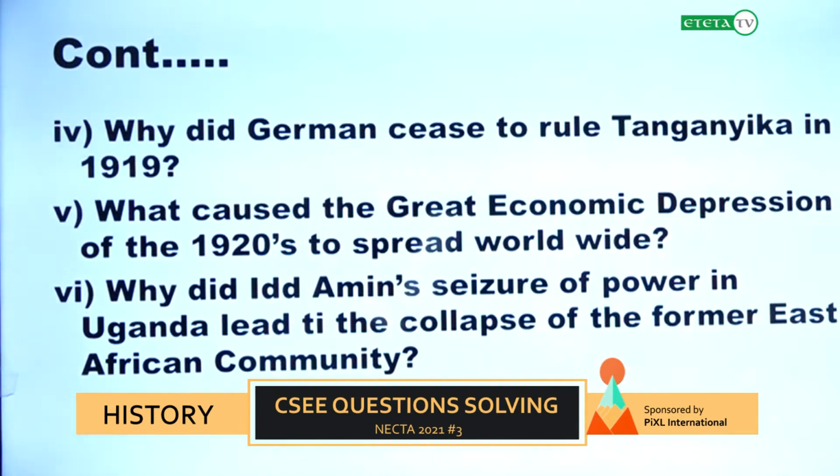Roman 4, why did the Germans cease to rule Tanganyika in 1919? Roman 5, what caused the Great Economic Depression of the 1920s to spread worldwide? And Roman 6, why did Idi Amin's seizure of power in Uganda lead to the collapse of the former East African Community?